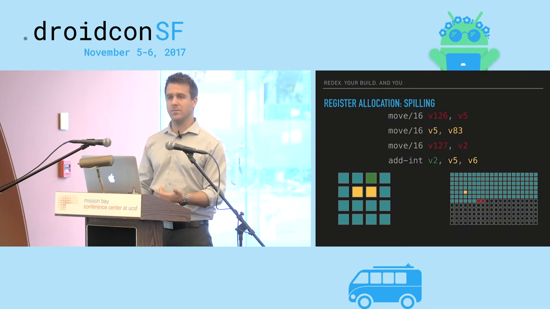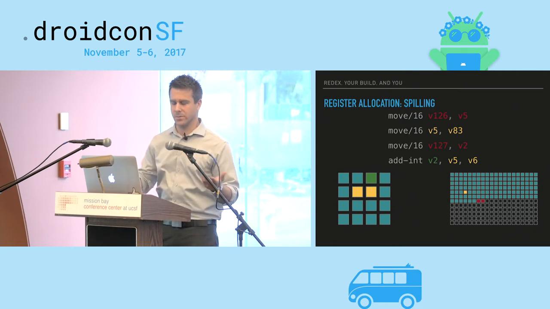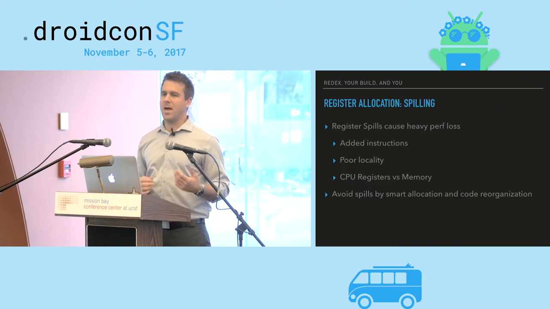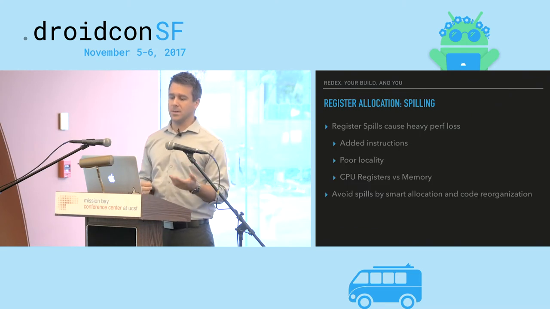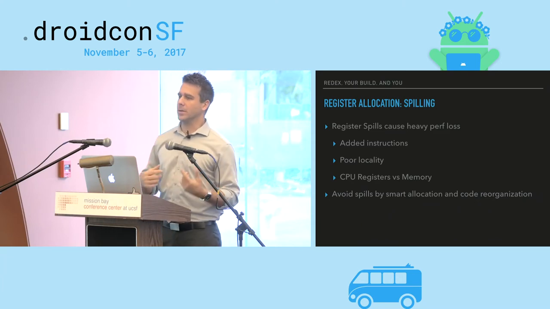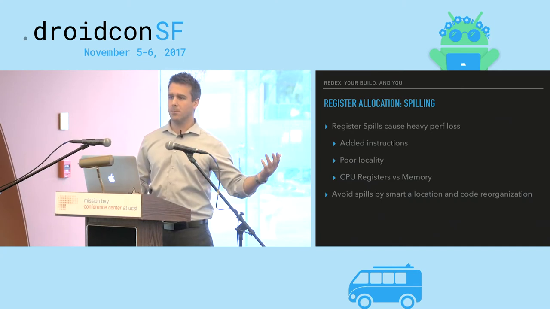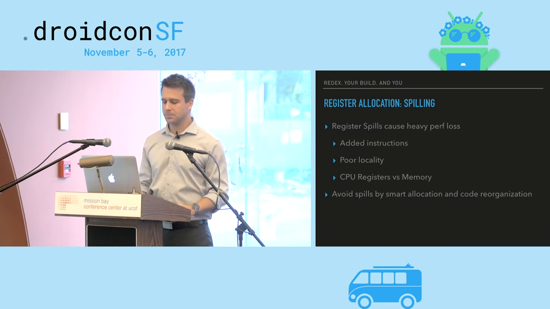If we had to use one of those red values immediately after this, we'd have to spill it back in. It's called spilling because if you imagine registers as a cup, and you fill it up, then it just spills over. Spills cause heavy performance loss because, as you can see, it vastly adds to the instruction count. And it also ruins memory locality. If you know much about CPUs, they try to keep all of the memory that you use very local and in the caches. If you start accessing memory outside of that, then you have something called a cache miss, and it's very expensive. You have to go talk to main memory, which is much slower than CPU memory.